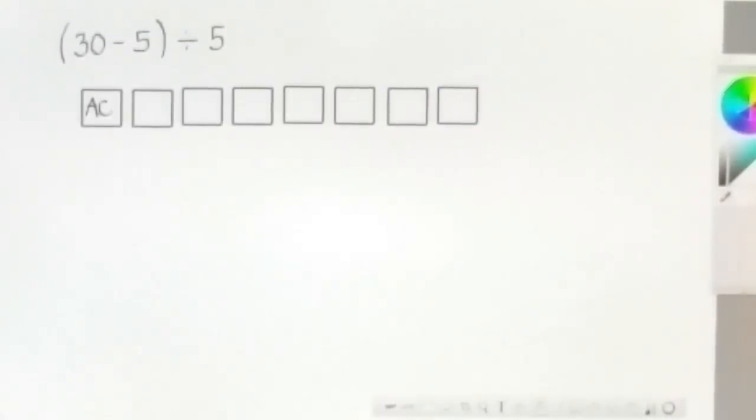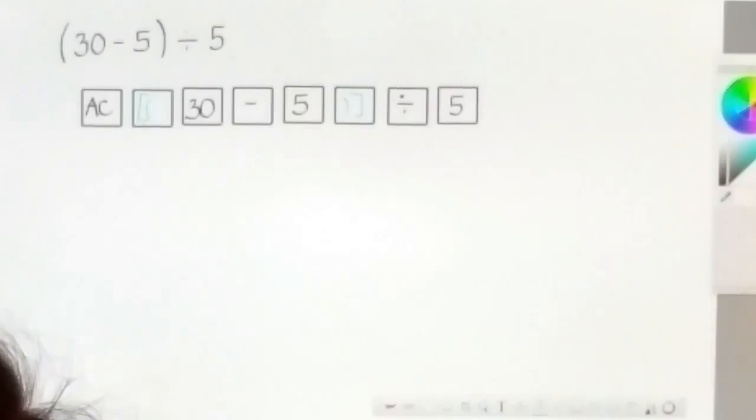To open the parentheses, you will use the open parentheses button. Got it backwards. It has a bracket on the outside, parentheses in this side. And then you would type in your numbers, which would be 30, subtract 5. And this is very important. You have to close your parentheses by using the close bracket key. And then you will need to divide by 5.